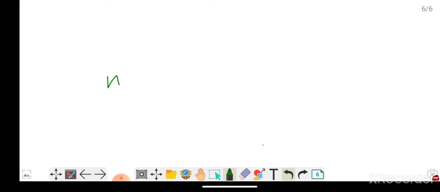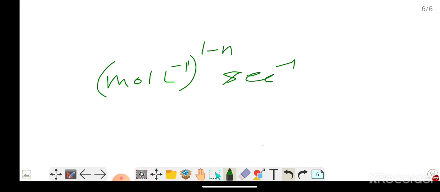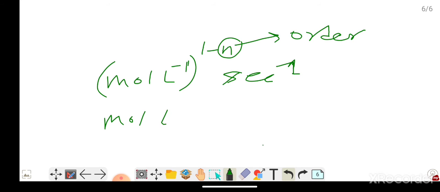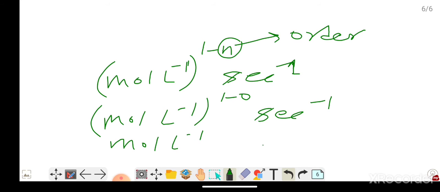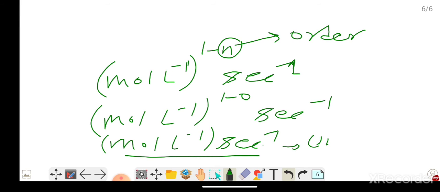Let's see it on the next page. The unit is mole per liter to the power 1 minus n per second. Here n is the order of reaction. So mole per liter to the power 1 minus 0 per second. So mole per liter per second is the unit of rate constant for zero order reaction.